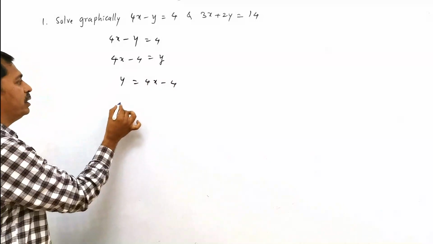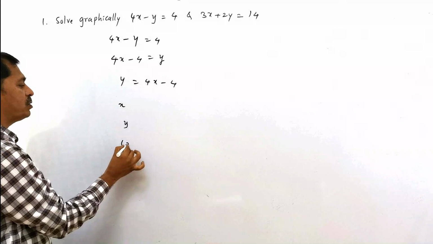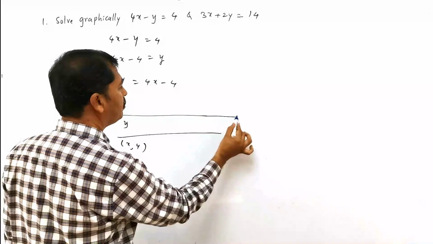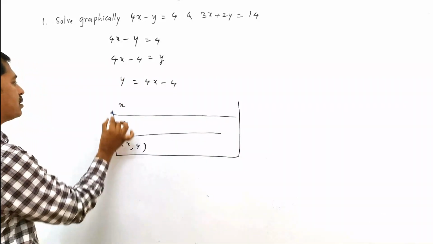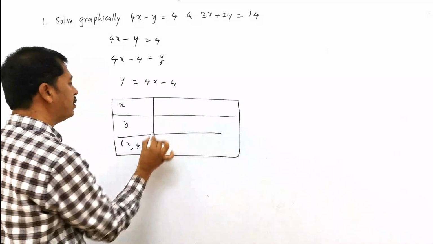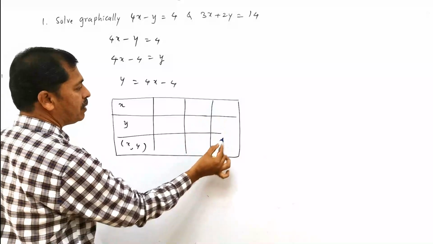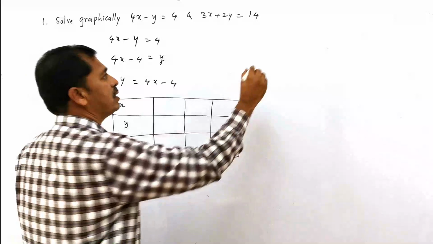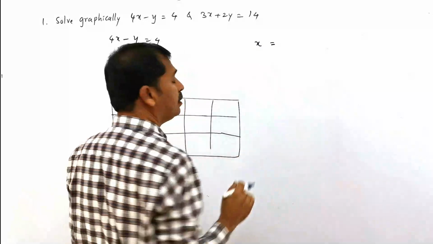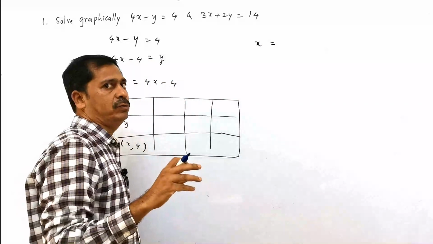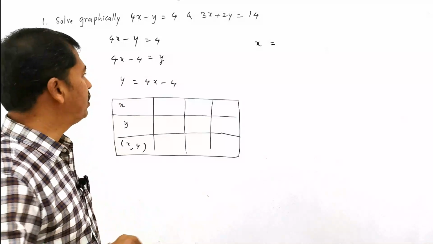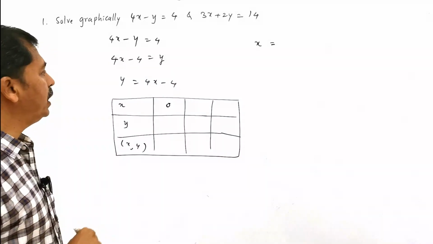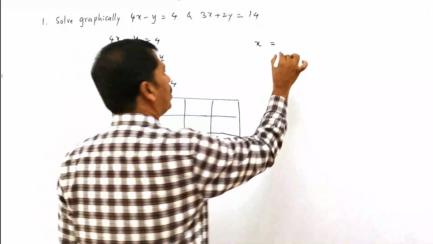Make a tabulation in this manner: x, y, and then x comma y. We have to find a minimum of 3 coordinates for this. I would like to take the coordinates in this manner. For the first value of x, assign any convenient value so that it is comfortable for us to plot on our graph paper. Let me take x is equal to 0.